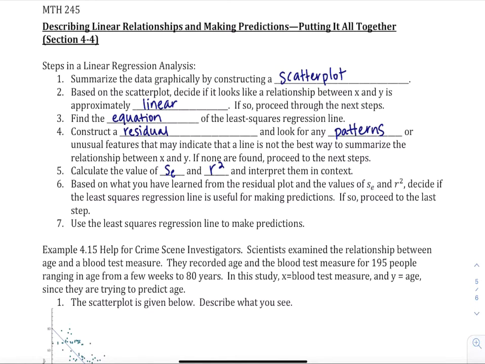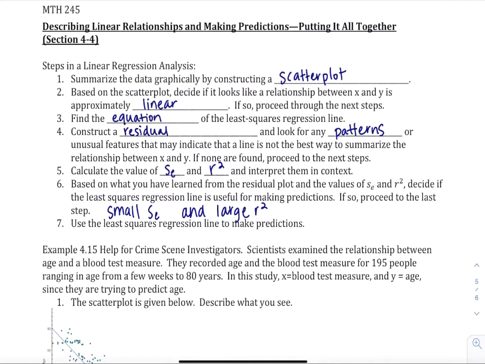The standard deviation describes the deviation from the y values to the line, and R squared tells you the percent of the variation that's explained by the regression line. Once you have the values for the standard deviation and R squared, you decide if the least squares regression line is useful. You need a small standard deviation value and a large R squared value.